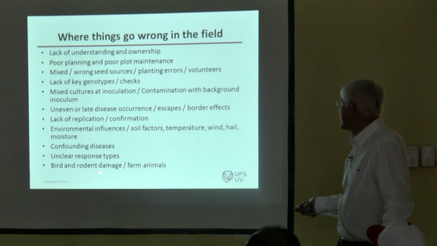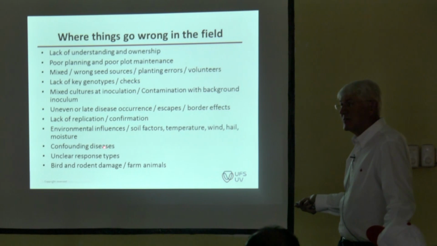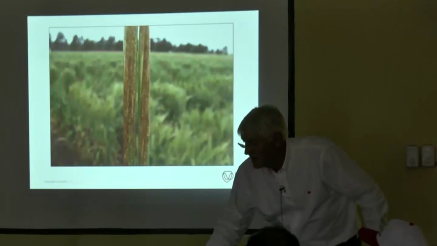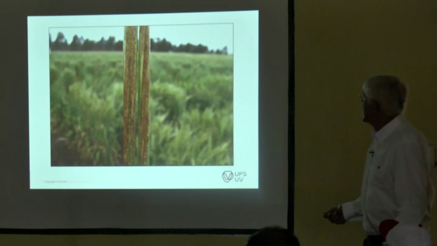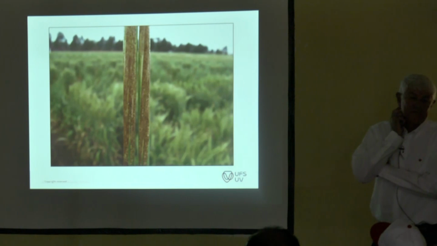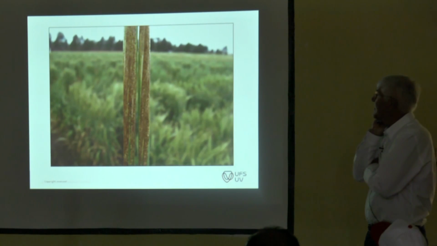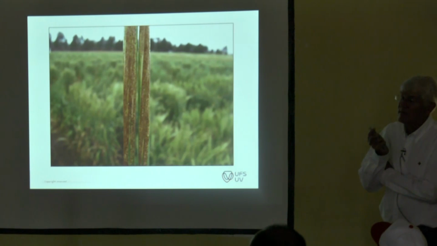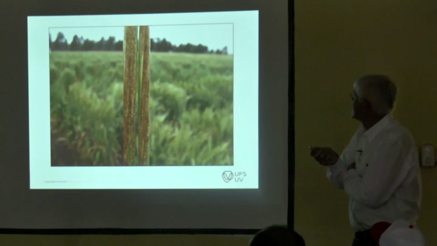many things. Confounding diseases, as you just said, unclear response types, bird and rodent damage, and farm animals, as I've said. I think I've got this picture in here. Okay, let's first look at this. What are we looking at in this particular picture? Those are two stems, wheat stems. It's stripe rust.